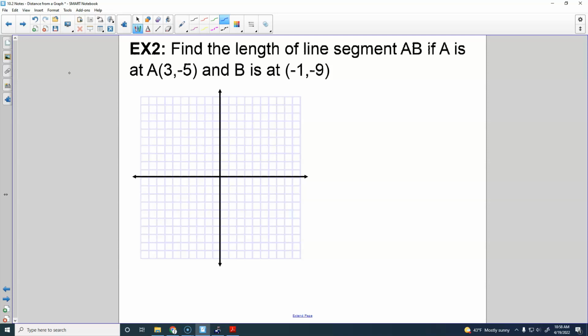Find the length of line segment AB if A is at 3, -5, and B is at -1, -9. So I'm going to graph these points. That's what we need to do every time. 3, -5. That's A. I'm going to label it A. And then -1, -9 is right here. That's my B. And I'm looking for the length of that line segment. It's worded a little bit differently, but it's just asking me the same thing that that first problem was asking. It's asking for that distance between A and B.